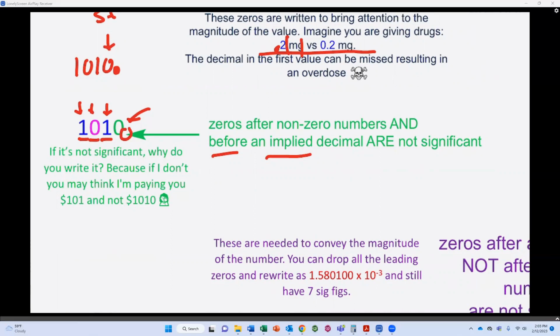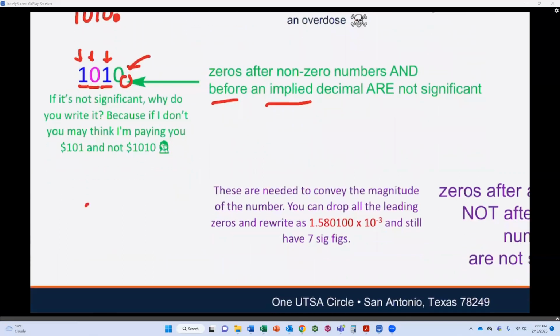Well, because I'm trying to tell you the magnitude of this value. I can't just write this as 101. I can't just write it like that and then expect you to know there's a zero there. It'd be like, okay, I'm going to pay you $101 versus $1,010. That's a huge difference.